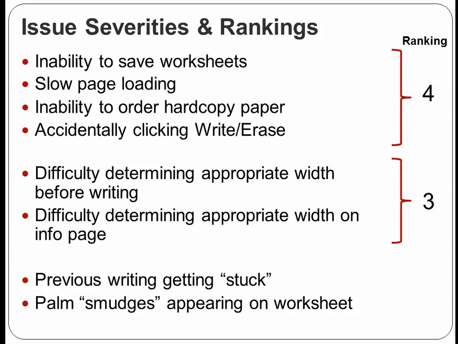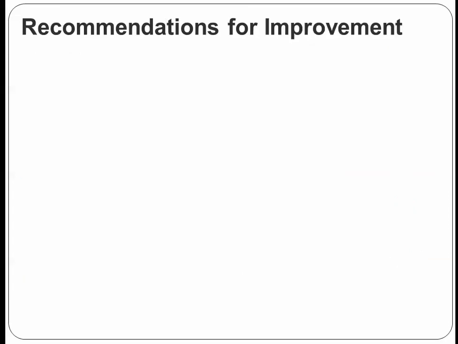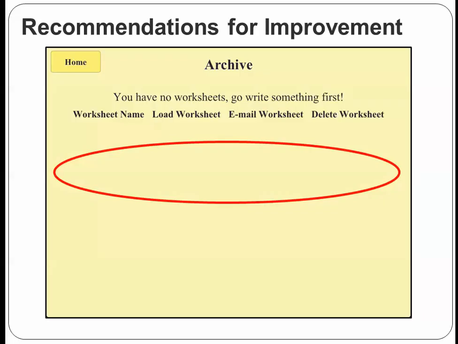The last 2 are cosmetic in nature, and they're ranked at 2. Those are previous writing getting stuck behind the worksheet template and palm smudges appearing on the worksheet. As a result of my findings, I would like to make 4 recommendations. My first recommendation is that you fix the code for saving a worksheet and retrieving it later. The disparity between what's offered and what's possible could be hurting the app and company's credibility.